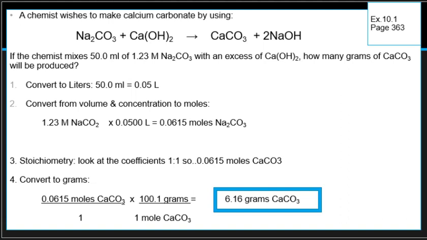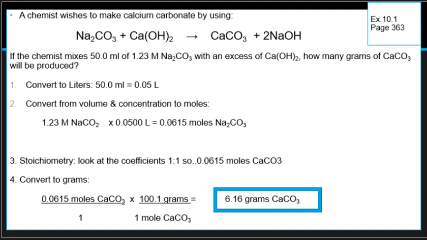Okay, so it seems to me this is already balanced, is it? Yeah, it is. Okay, it's already balanced. First thing we're going to do is convert to liters because we know we need liters for our formulae right there. So it's 0.05 liters. That's easy enough. Now we're going to get from volume and concentration to moles. So now I'm going to find moles. What am I asking for? How many grams of CaCO3 are going to be produced?